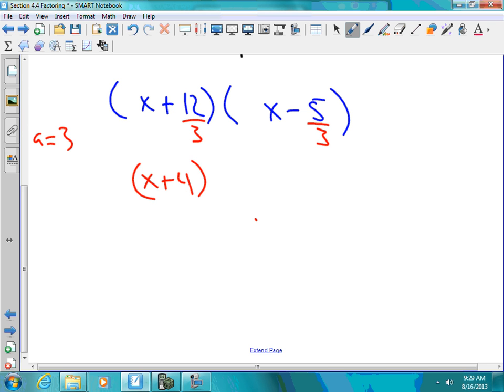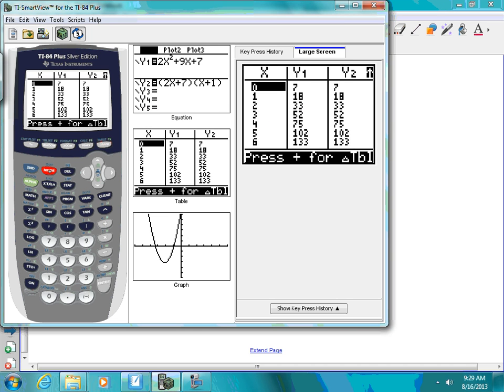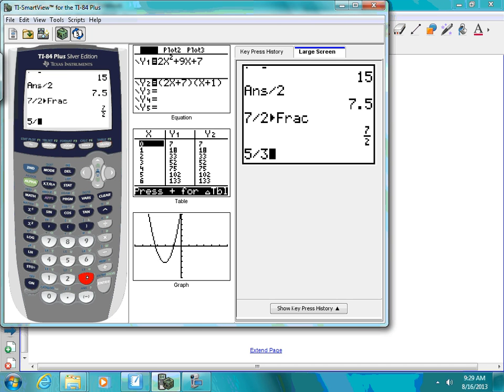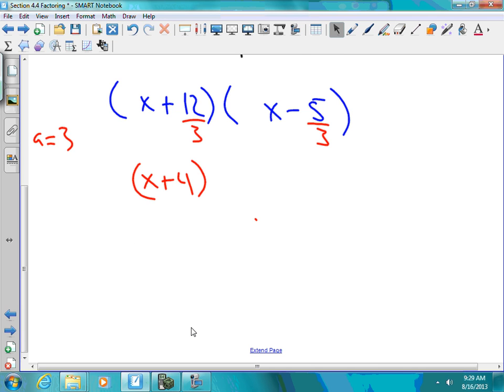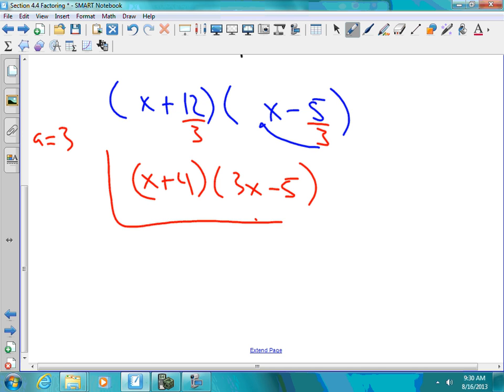5 divided by 3. Well, when we put that in our calculator, refresher on that, we do 5 divided by 3, and we hit math fraction. We get 5/3 again. So this is already reduced. This means the bottom comes up, and we end up with 3x minus 5. We factored the trinomial.